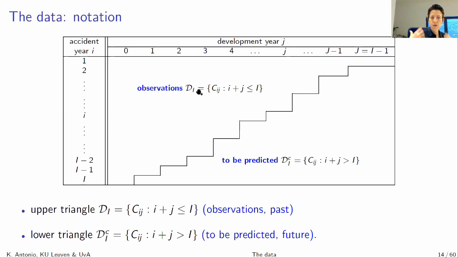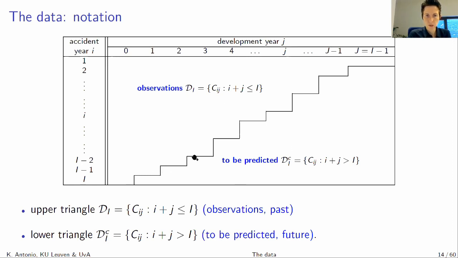Then everything above this diagonal that I indicate here are my observations, which I can denote with a calligraphic D. So these are the data, the observations made in the past. And the job now is to predict the cells in the lower triangle, which I will denote with calligraphic DC. That would be the complement of the data that I observed. That will be what I will observe in the future.